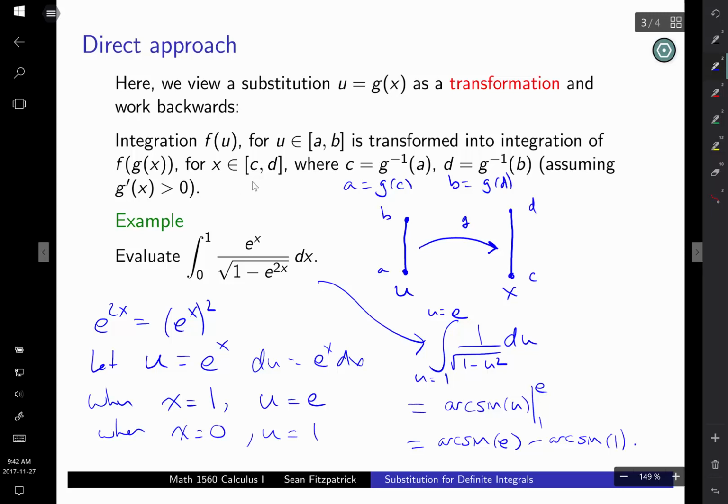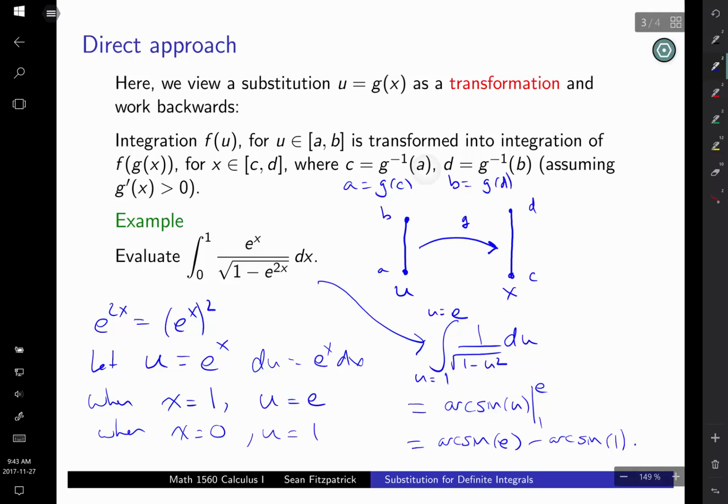So this is another way to do it. You don't have to worry about substituting back. You can just substitute everything. So when you do your U-sub, you change the function, you also change the corresponding limits, right? And then you don't have to change back. Otherwise, I would have to get my arcsine of u, then I have to put in my u equals e to the x, and then I would plug in my original limits, right?